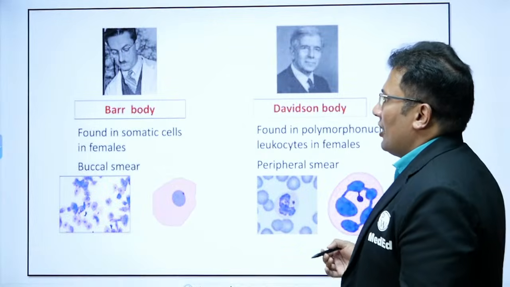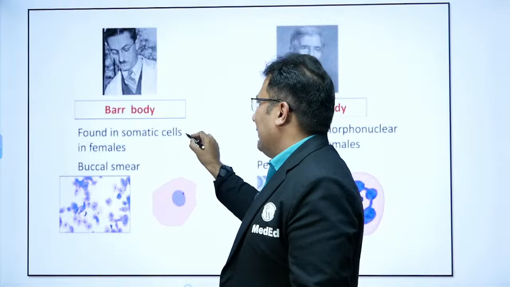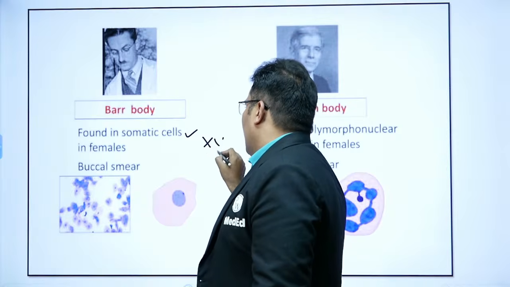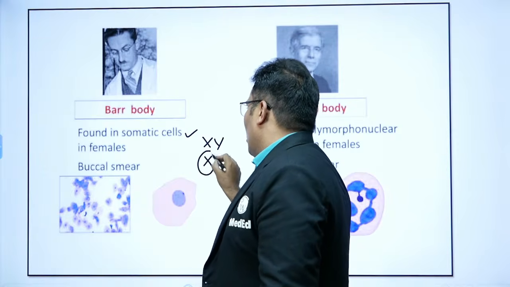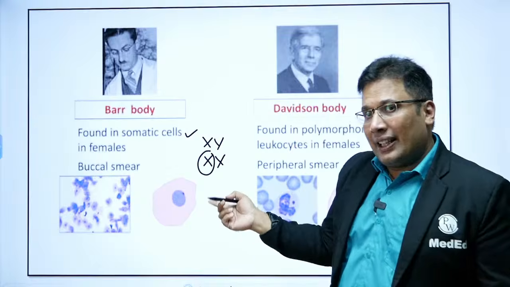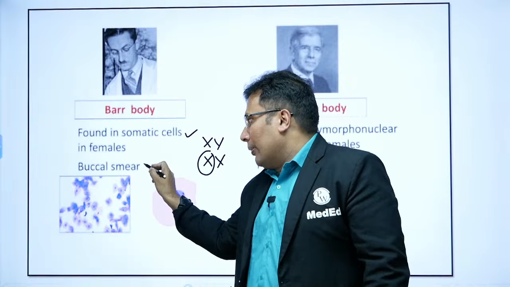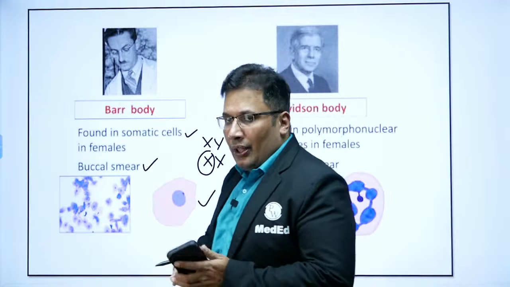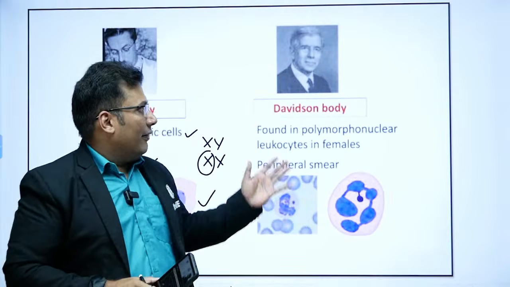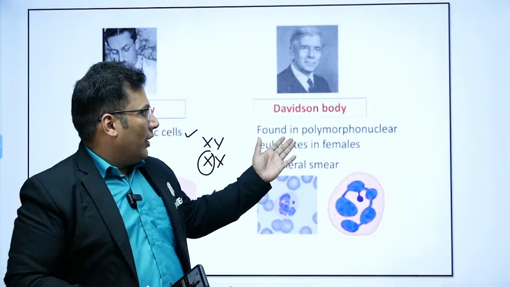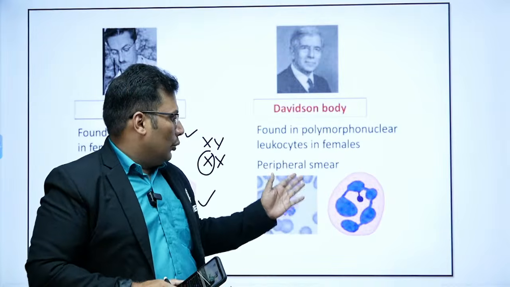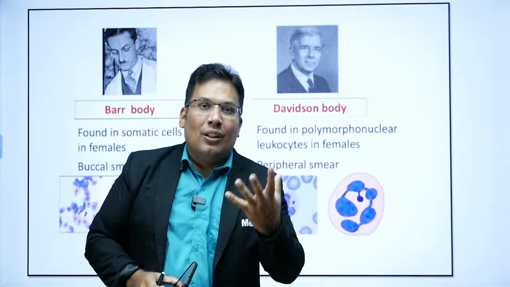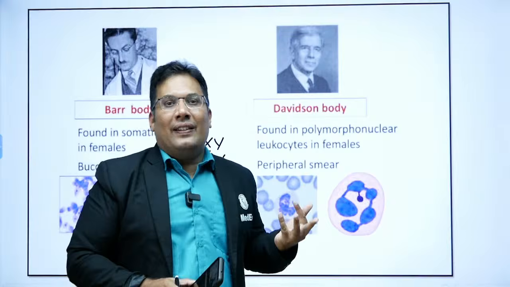And in exam, you can mention Barr body is found in somatic cells. In males it is basically XY. In females it is XX, so one X becomes Barr body. Commonly we take buccal smear. So this is Barr body, you can draw the diagram. On the other side, what we can see here is Davidson body, found in neutrophils, usually in the peripheral smear. So for Davidson body, we take peripheral smear. For buccal smear, basically for the Barr body.